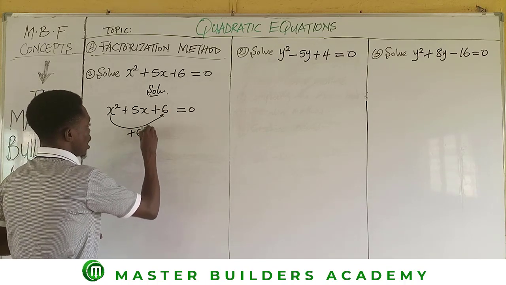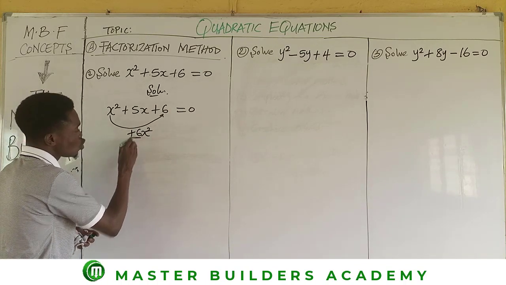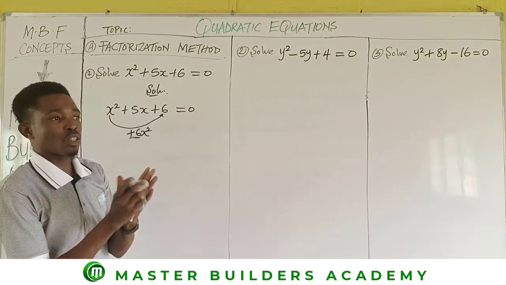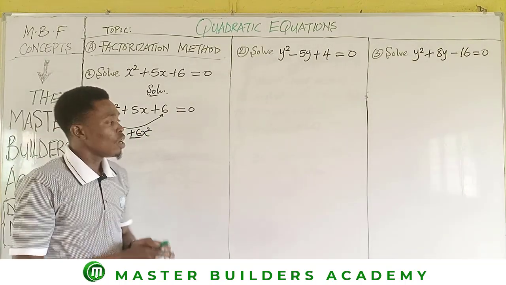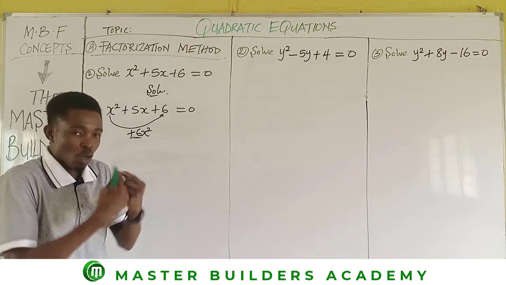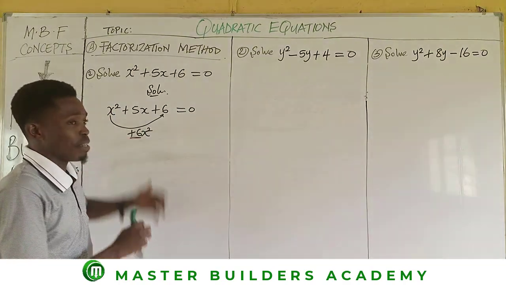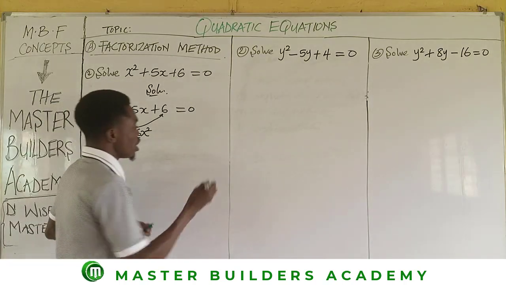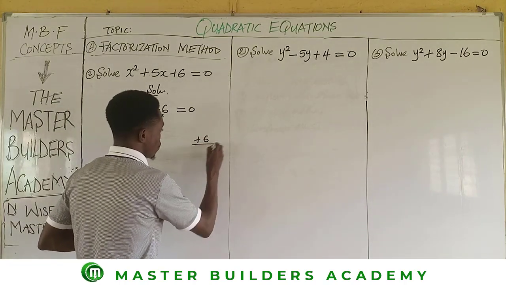Plus 6 x squared. Now the next thing we are quickly going to do is to look for two factors of 6. Two factors such that when we multiply these factors, we will have 6, and when we add or subtract these factors, we will have the middle number. Are you there? Yes, this is how it works. So the first thing we will do now is to find the factors of 6.